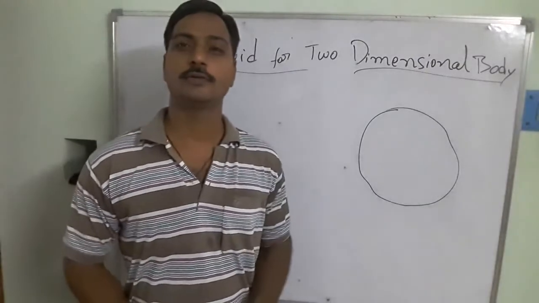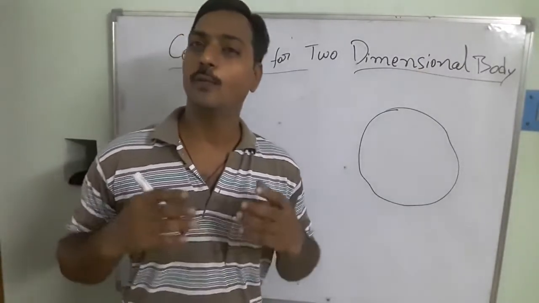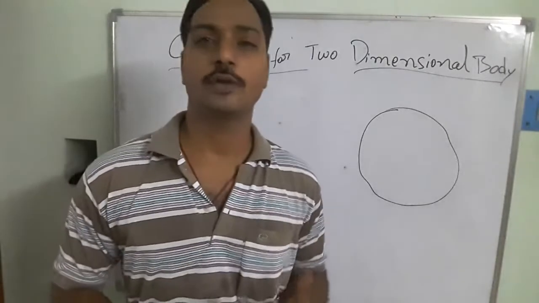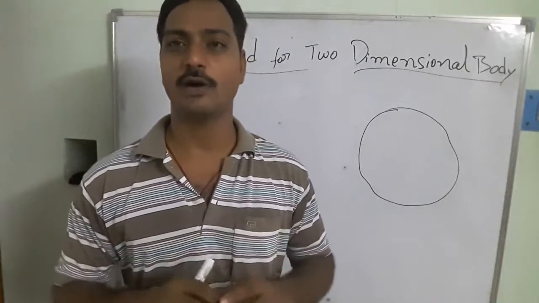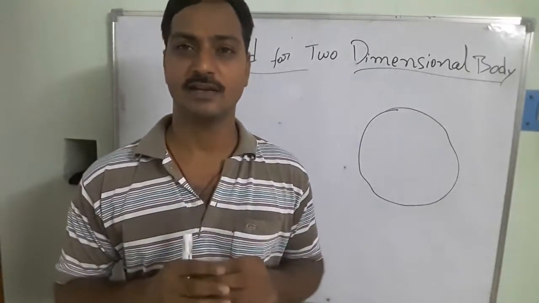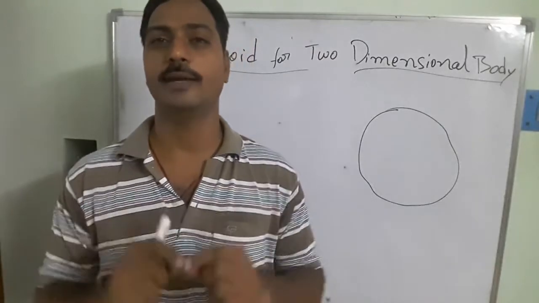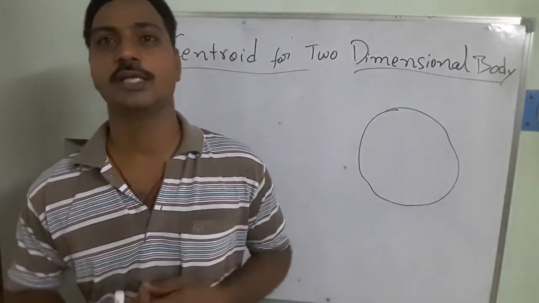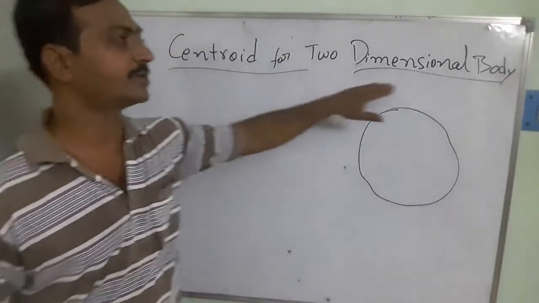Hello there. So far we have seen the one-dimensional object and we found the centroid for those objects, right? That may be bent in a circular form, or a semicircular form, or a quadrant, and we found out the centroid. So the next topic is the centroid for a two-dimensional object.